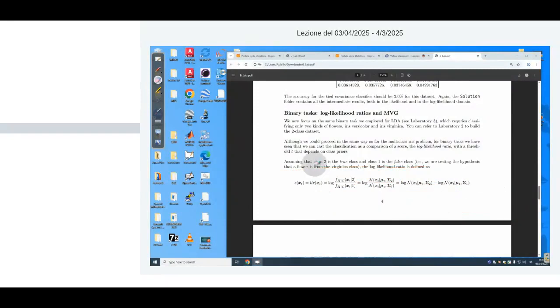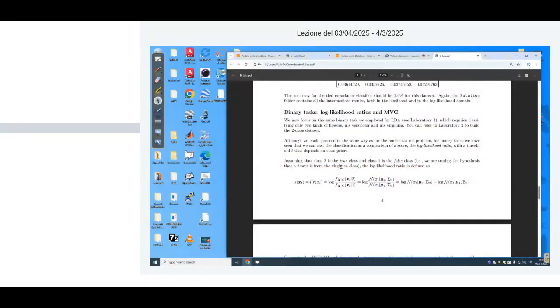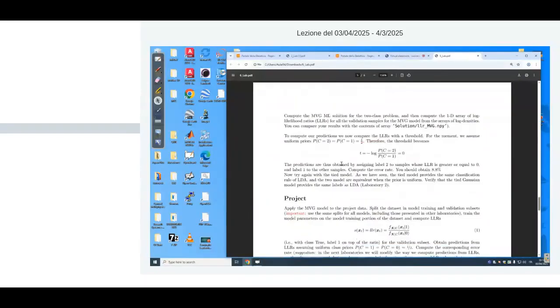Finally, once you have done this, you can repeat it for MVG and for tied. Here we use a prior of 1/2, so the threshold is 0. And here is what you have to obtain. You can check that when you run the tied model, you will end up with the same predictions as LDA. In this case, we will see that the LDA solution is exactly the same as the tied Gaussian model.